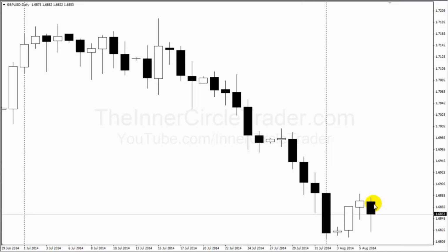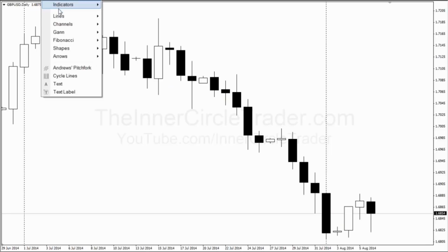Okay, so this is Wednesday's trading. This is the daily chart of the British pound USD. This is Tuesday's trading, Monday's trading, Sunday's trading, Friday's trading. Okay, so in here we have price. Let me draw a little line here.